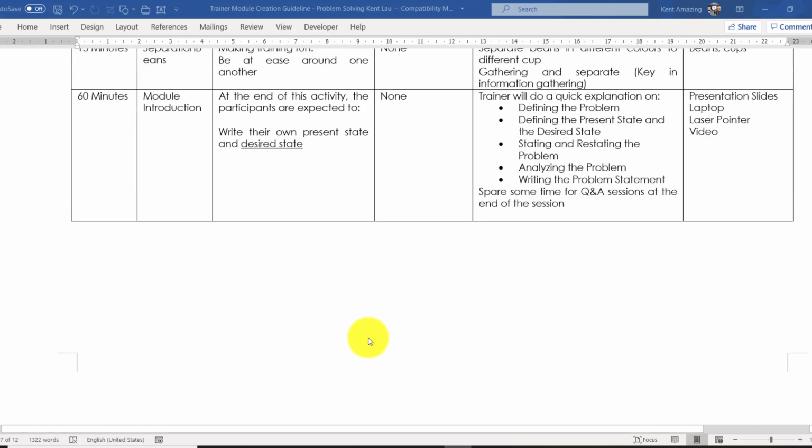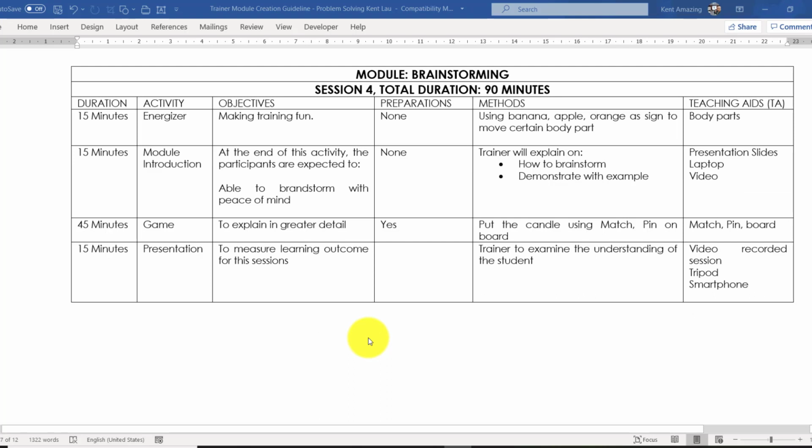After that, we go for a lunch break and come to session 4. Session 4 starts with a 15-minute energizer. We call it banana, apples, orange. The teaching is just using body parts, but it will be very fun. It's also a good way to move the body after a heavy lunch, so it's a kind of exercise as well.